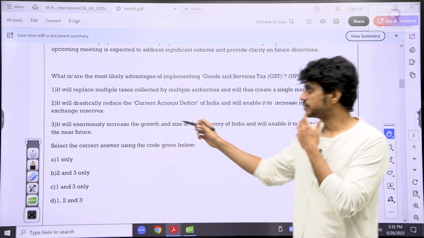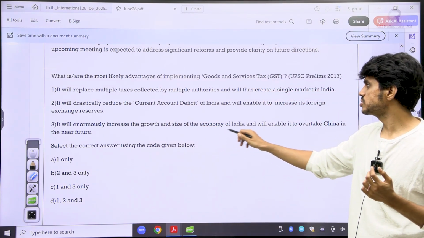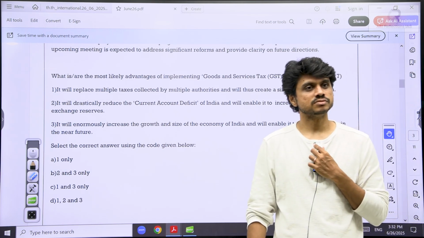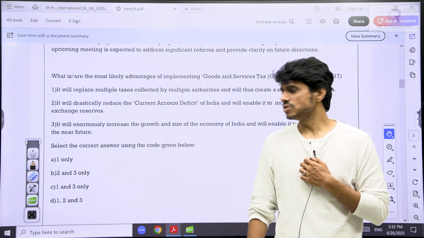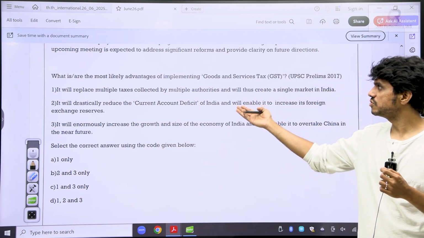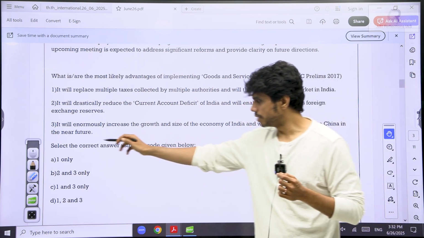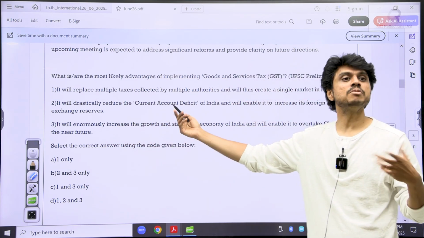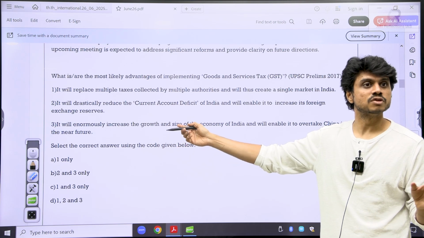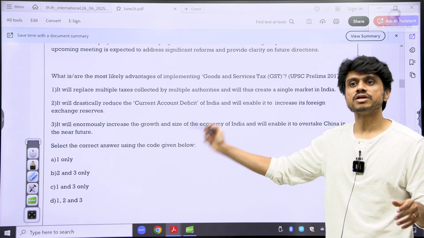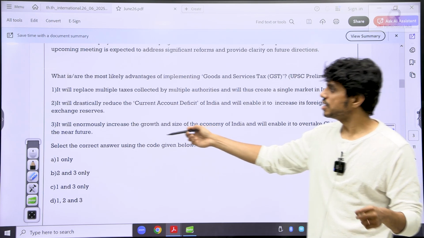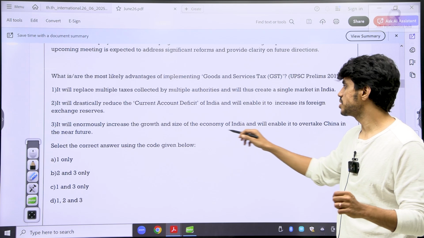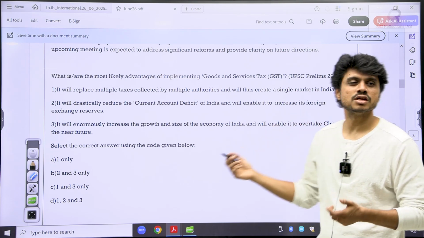So is this clear? Statement 3: it will enormously increase the growth and size of the economy and it will enable it to overtake China in the near future. False. We can't say that. If the question says in the same statement that it can be possible in the future, then we can take it as right. But it is saying it will increase enormously the growth and size of the economy and enable it to overtake China in the near future.